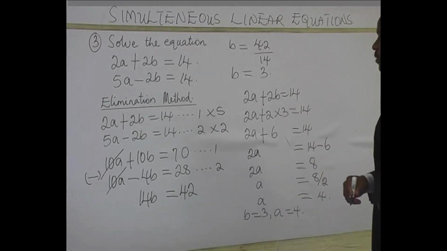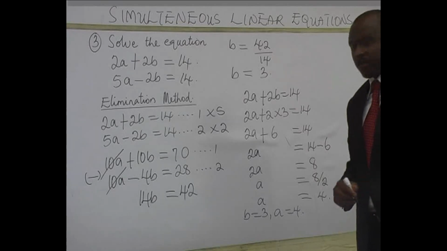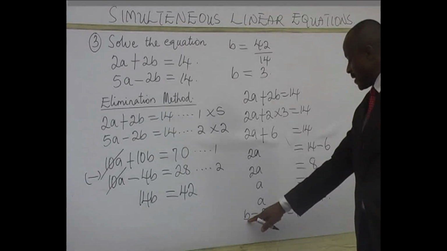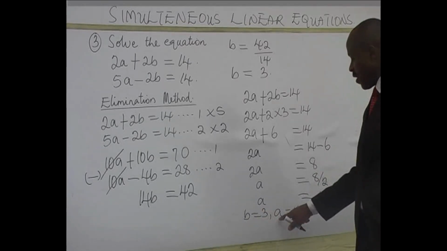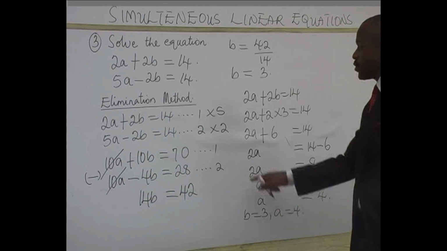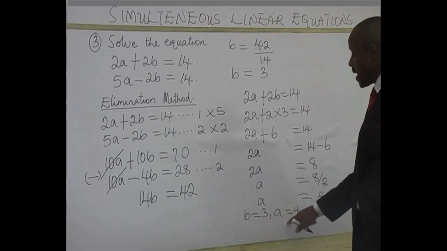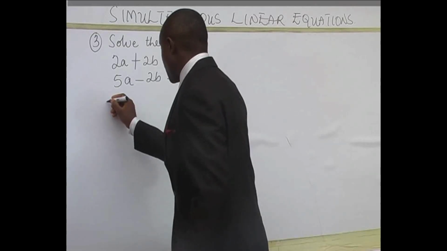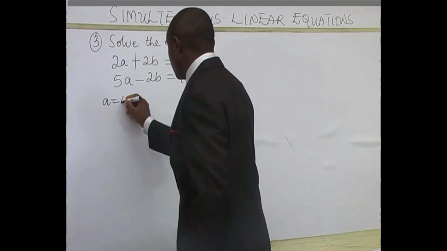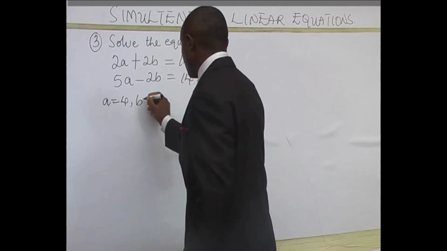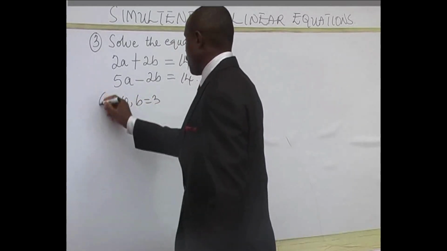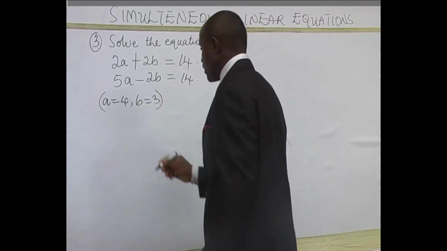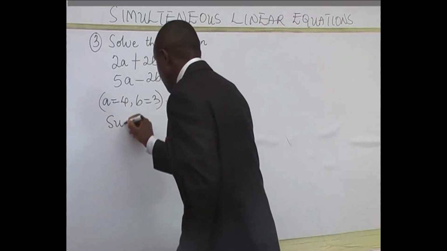We are going to do the substitution method, and when we do so, you are going to discover that as we found that the value of b is 3 and the value of a is 4, when we use the other methods, we are going to get the same answer. We got a to be 4 and b to be 3 when we use the elimination method. So let's use the substitution method.